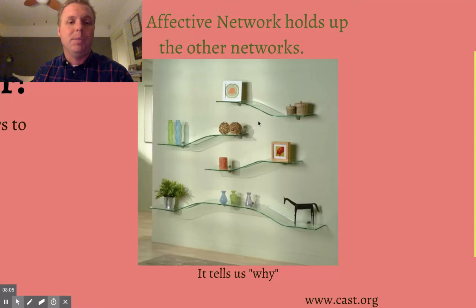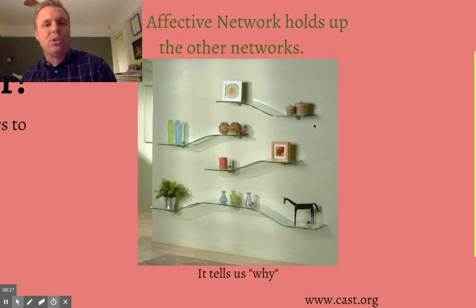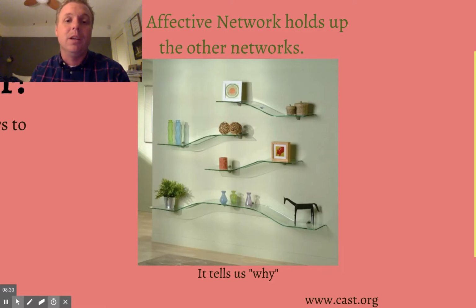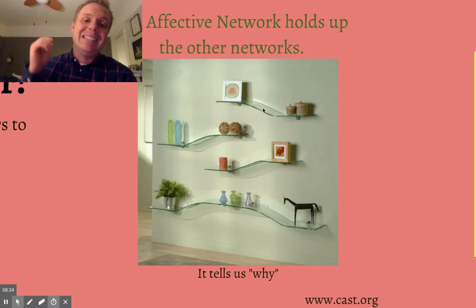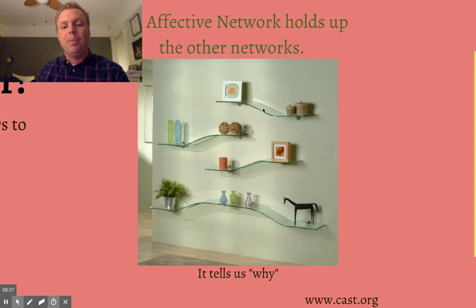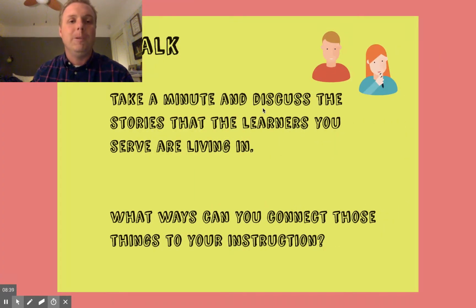But I love this picture from them. This is a picture of a series of glass shelves. And the idea here is the affective network is holding up the other networks. So if that breaks, if a kid doesn't see why something matters, or if we're not able to make the stuff that we're trying to teach relevant to our kids, it doesn't matter how well we represent it. It doesn't matter how many choices we give or how many options we get for the kids for goal setting or measuring their own progress, because they think that it doesn't matter. And so it will not hold up.